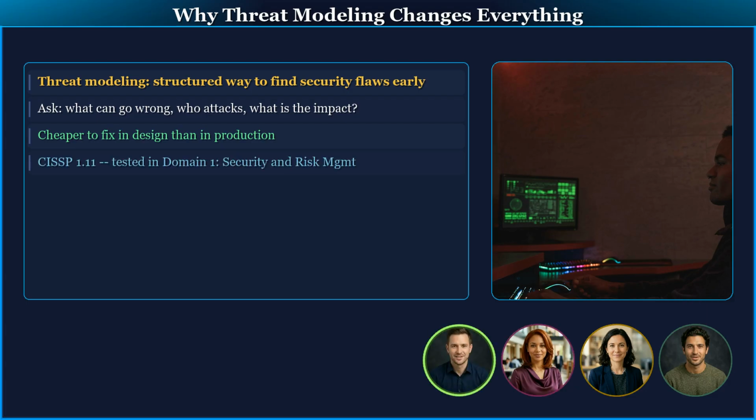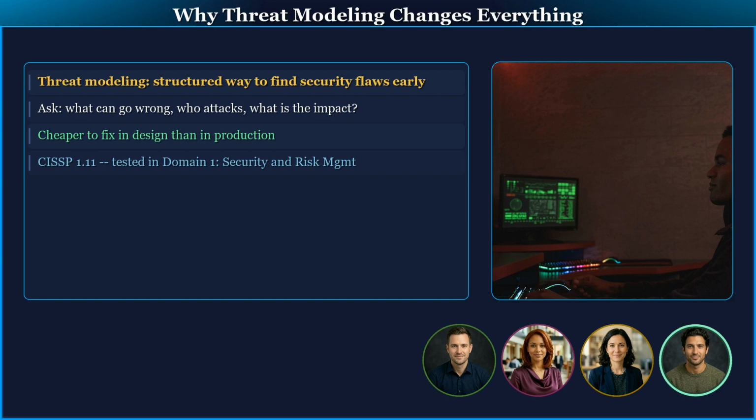Think of it like an architect reviewing blueprints before a single brick is laid. It is far cheaper to move a load-bearing wall on paper than after the building is standing. In security, that same principle applies. Fixing a design flaw in threat modeling costs a fraction of fixing it post-deployment. This subtopic sits in Domain 1 because threat modeling is fundamentally a risk management discipline, and research shows fixing a security flaw at design costs roughly 30 times less than fixing it post-deployment.